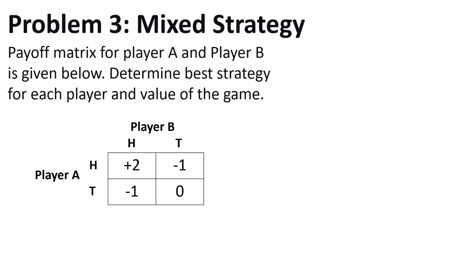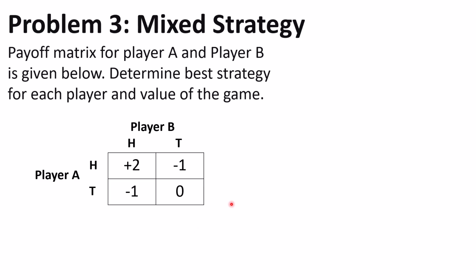So next, problem 3 on mixed strategy. The payoff matrix for player A and player B is given below. Determine the best strategy for each player and the value of the game. So here player A and player B are given, and the payoff matrix is also given.